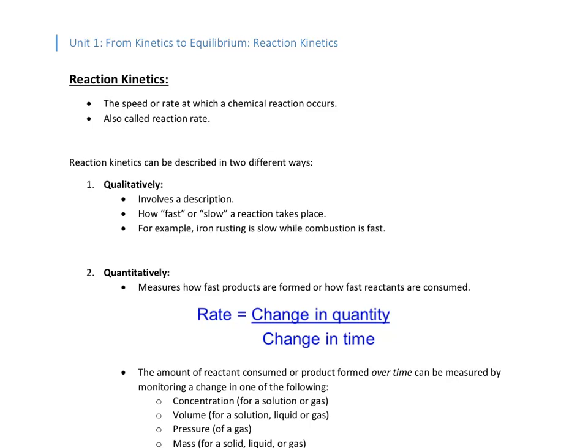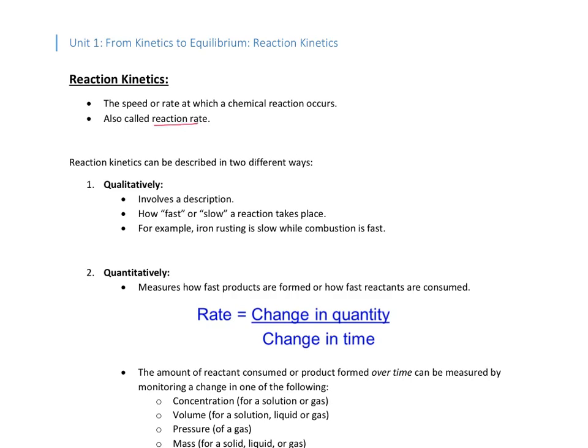In this unit, we will be studying reaction kinetics. As you may be aware, kinetics is the study of movement, such as human kinetics and recreation at Memorial University. Reaction kinetics is the speed or rate at which a chemical reaction occurs. It is also known as the reaction rate.